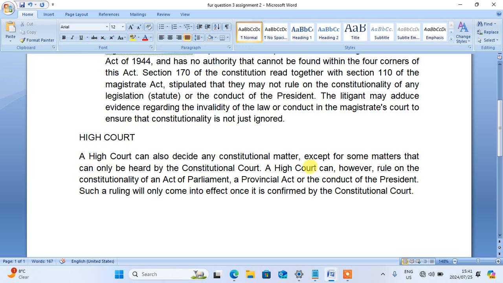This means that we write that the High Court can decide any constitutional matter except for some matters that can only be heard by the Constitutional Court. A Higher Court can, however, rule on the constitutionality of an Act of Parliament, a provincial act, or the conduct of the President. Such a ruling will only come into effect once it is confirmed by the Constitutional Court. Then we are going to the Supreme Court of Appeal.